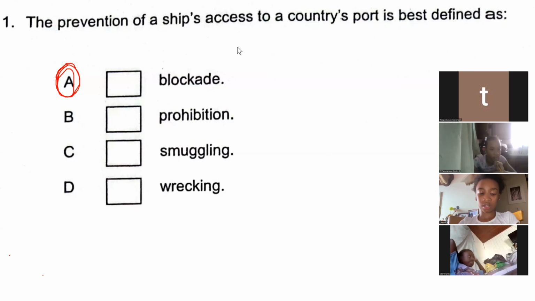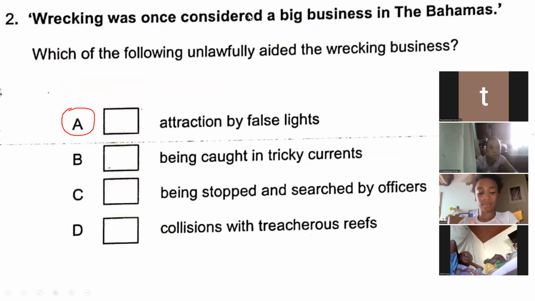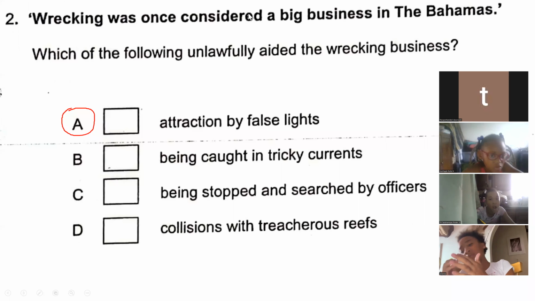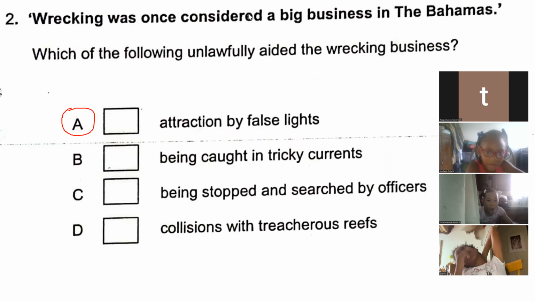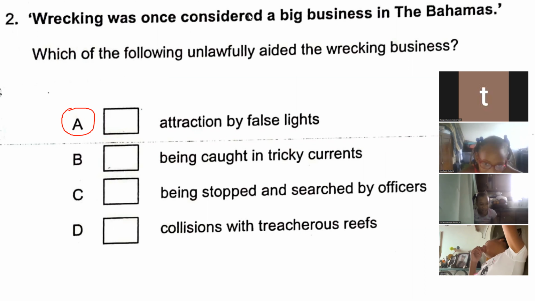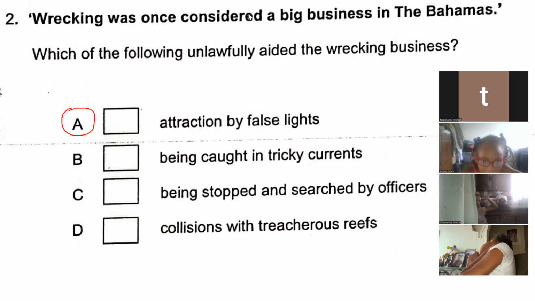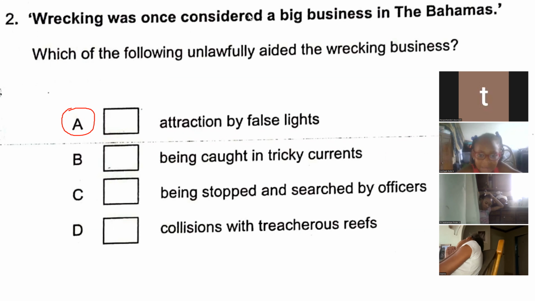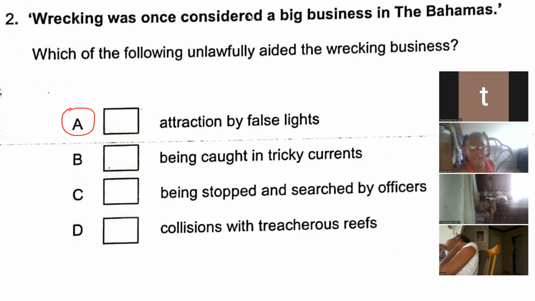All right, let's move on to question number 2. Can Deja read number 2, please? Wrecking was called a big business in the Bahamas. Which of the following unlawfully aided the wrecking business in the Bahamas?